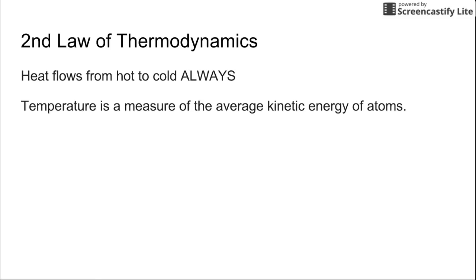So let's start by talking about the second law of thermodynamics. It states that heat flows from hot to cold always, and temperature is actually considered a measure of average kinetic energy of the atoms of an area. So if you are moving from hot to cold always, you're always moving from a higher energy, which is the hot, to a lower energy, which is the cold.